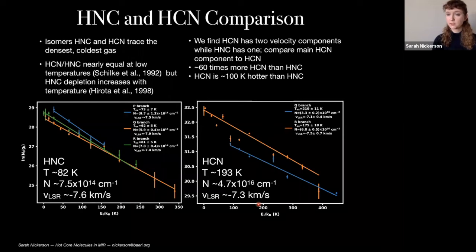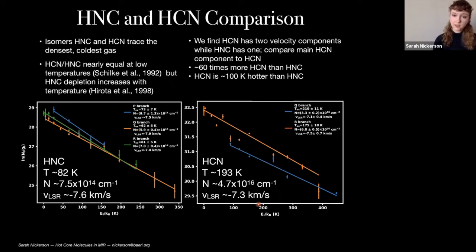But with increasing temperature, the HNC tends to deplete. And this is a bit of a mystery. It's not currently explained by all the theory or chemical reactions. And so in the theoretical chemical networks at the moment, something is missing to explain why we see HNC deplete and not HCN deplete with increasing temperature. And so when we measure all these lines, for the HNC, we get 3 nice transition branches, P, Q, and R.